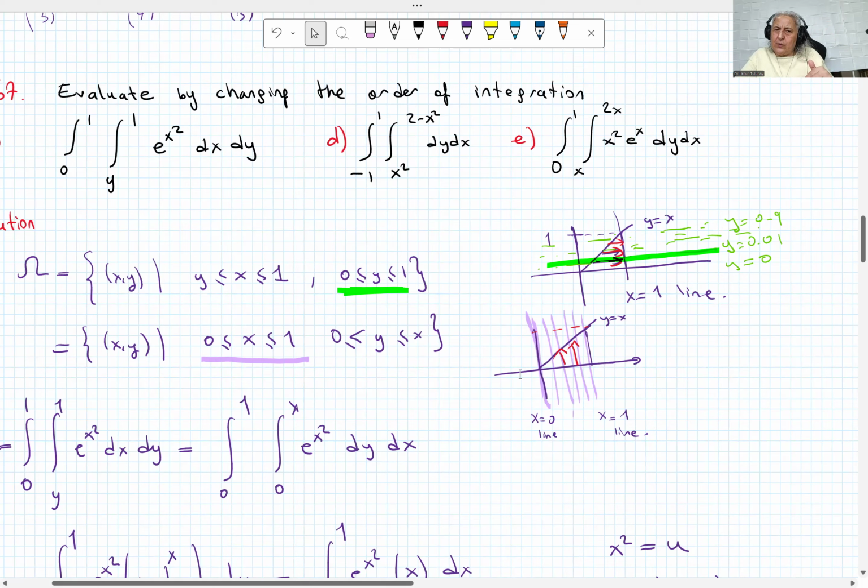And then first, because we are dealing with this little region, this line is the x equals 0 line, and this one is the x equals 1 line. The y equals 0 line is this one. The y equals x is this line. So the lower bound is y equals 0, and the upper bound is y equals x. So this is why I have this equation.